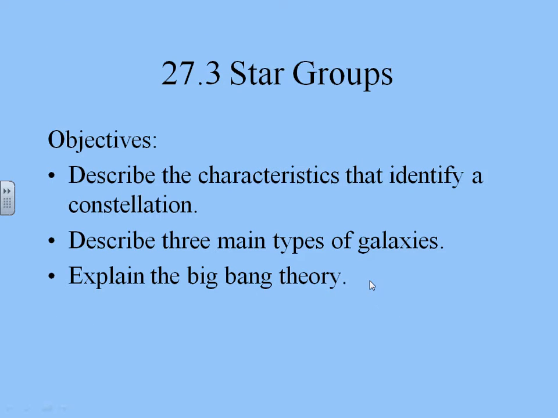Okay, gang, just going to get started here with chapter 27.3, our star groups. Exciting, one of my favorites. Our objectives out of this: we're going to describe the characteristics that identify constellations, describe the three main types of galaxies, and explain the Big Bang Theory. Pretty easy, pretty straightforward, but really exciting because I love looking at the stars.